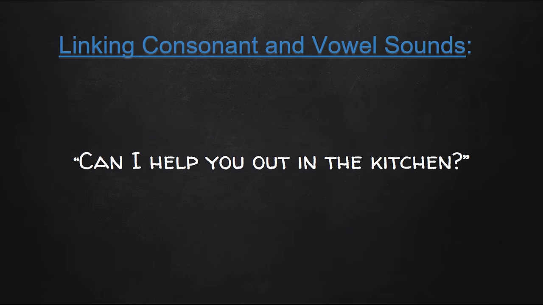Now linking consonant and vowel sounds. First example: can I help you out in the kitchen? Now let's join the words together. Can, consonant sound here, ending the word. The personal pronoun I, vowel sound. Consonant sound, vowel sound: can I. Help you, same thing. Consonant, vowel: help you. Can I help you? Out in, out in.